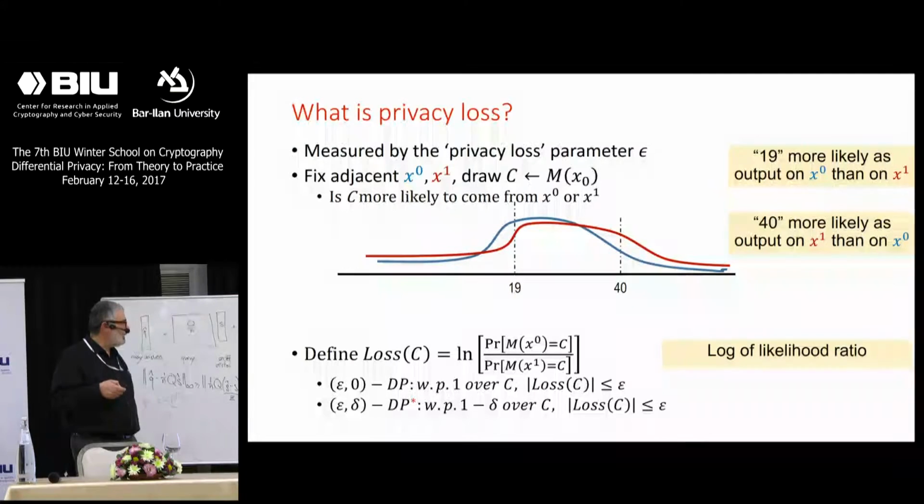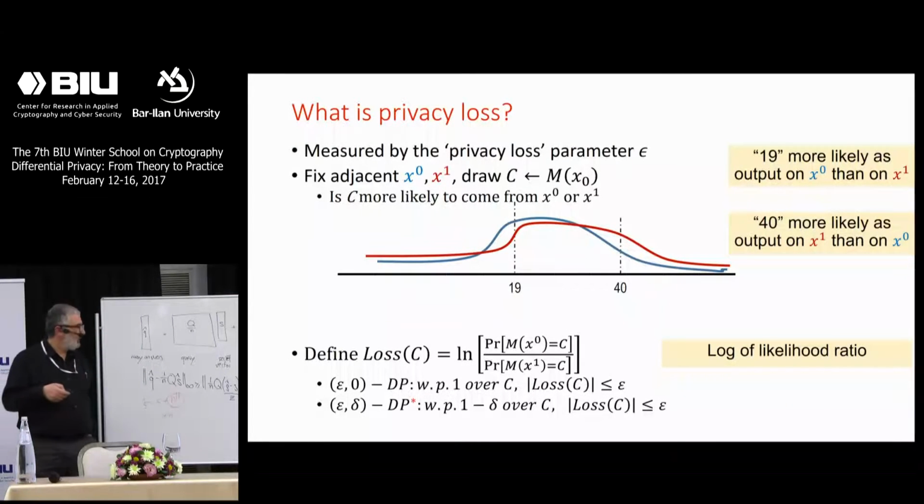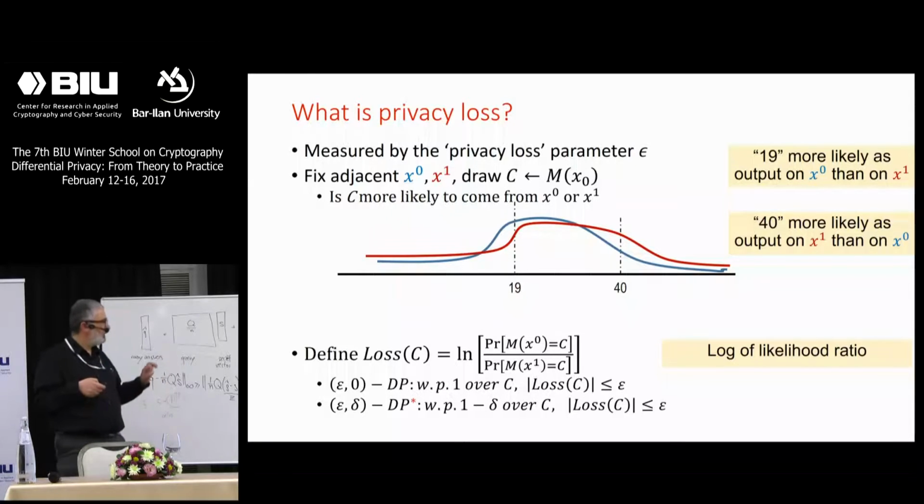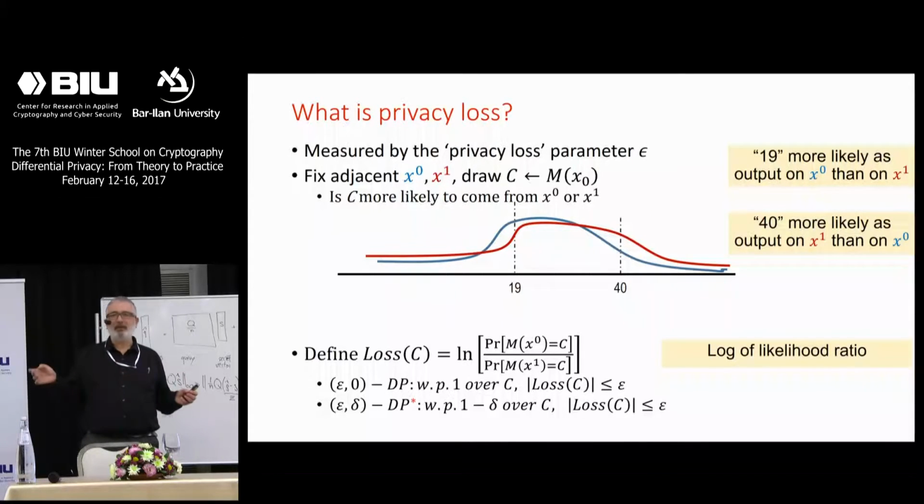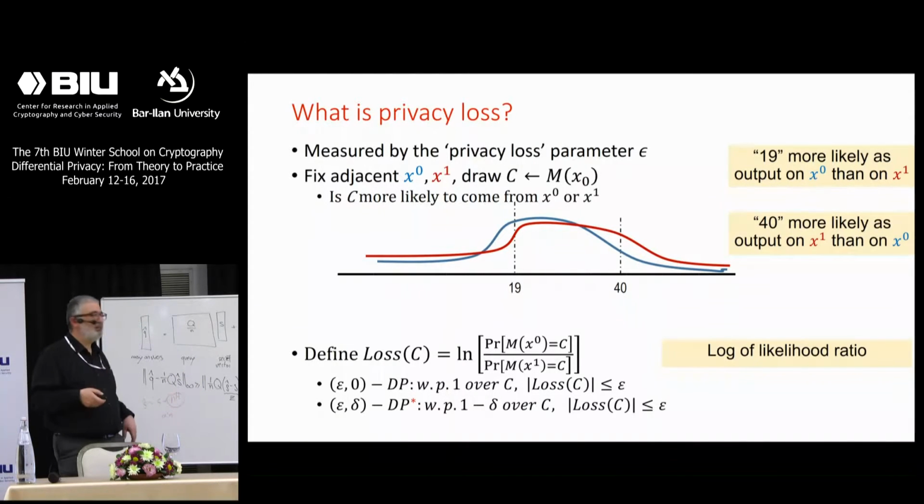And with epsilon delta differential privacy, and the star is that this is not exactly the definition, but it's good enough for our discussion. It's almost equivalent. With epsilon delta, we get that this happens with high probability, with probability at least 1 minus delta. Okay, so with probability delta, something bad could happen, that the ratio could be large, but otherwise the ratio is bounded by e to the epsilon, so the loss is bounded between minus epsilon and epsilon.